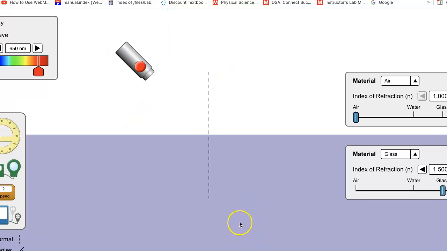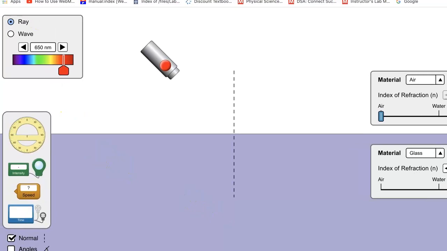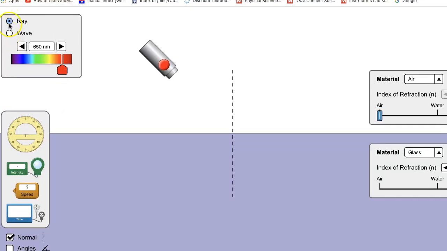Okay, this is the PhET. Here on the left-hand side, you can choose between ray and wave. We're going to use ray, and this is 650. These are the tools. This is the protractor. This one is the intensity, and my first medium is air, and my second medium is glass. If it is not, you're going to change. Here is where you will be able to change the medium.